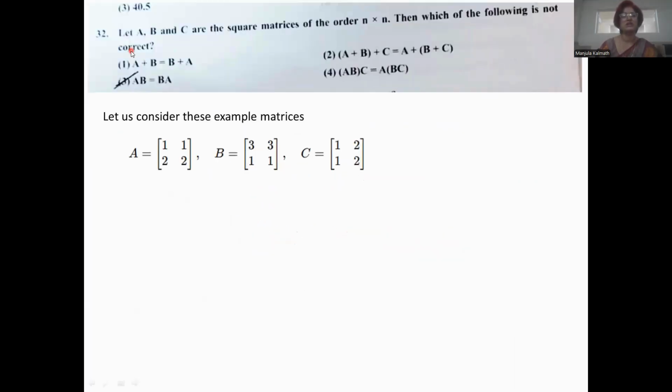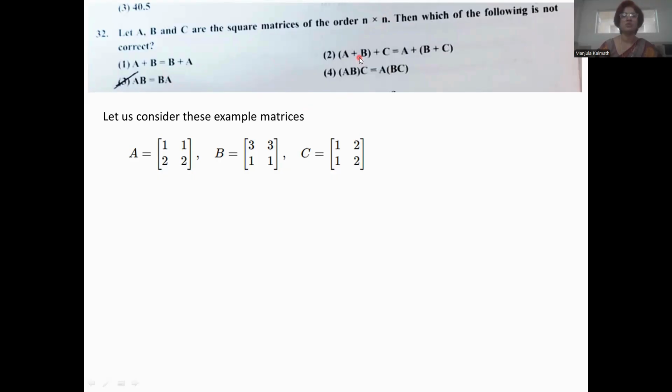The next is, let A, B, C be square matrices of the order n into n. Then which of the following is not correct? So here A, B, C, three matrices of the order n into n are given. N means the same dimension. N equals 2 means 2 into 2, N equals 5 means 5 into 5. So it represents a square matrix. The given input matrices are square matrices.